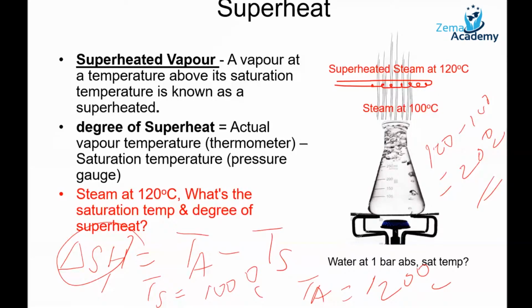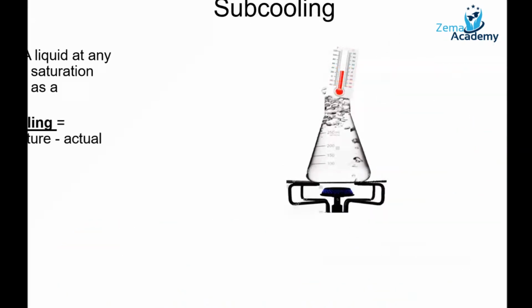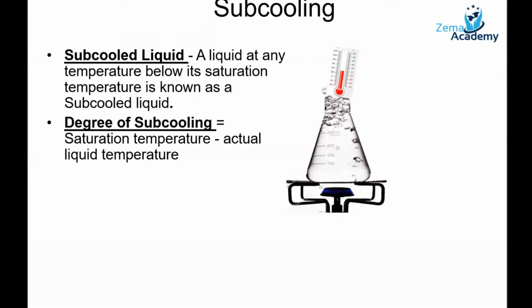So superheat, again, we will use it when we define our PH chart, where our superheat region lies. And the next one, similar to superheat, is subcooling. Again, this is the opposite end of boiling, which is cooling. This refers to a liquid at any temperature below its saturation temperature. And we can calculate the degree of subcooling: degree of subcooling is Tsat minus T actual.